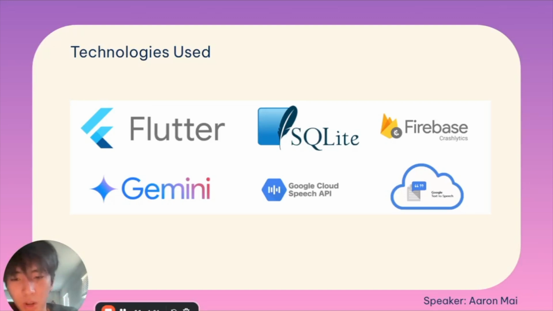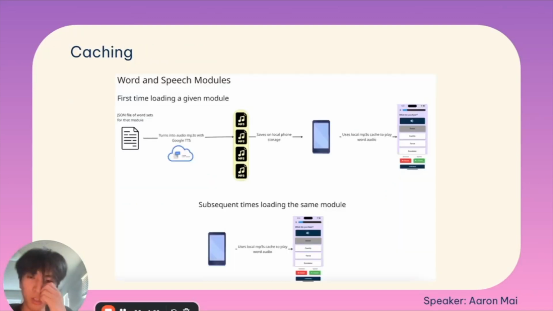And next, I want to talk about our caching system for the word and speech modules. So on the first time a user loads into a given word and speech module, the JSON file pertaining to that module will be fed into Google Text-to-Speech, which will generate an MP3 for each word or sentence for that given module. And these MP3s are then saved on the local phone, on the local storage.